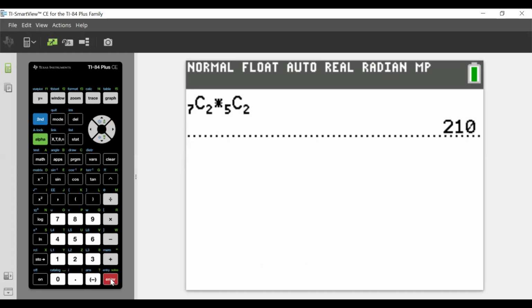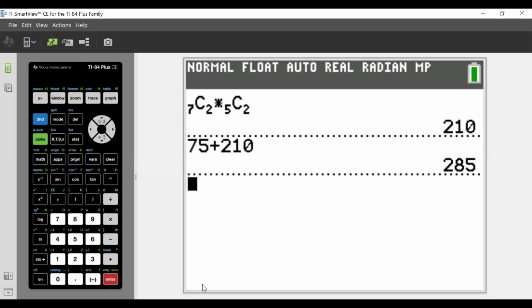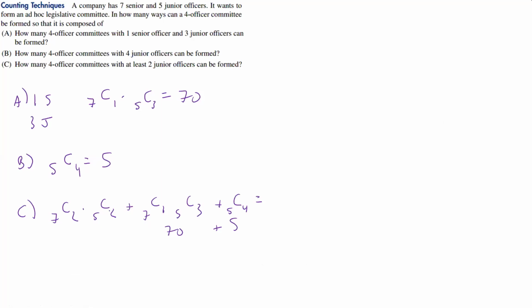So that's 210, and we already said we had 75, so 75 plus the 210 is going to give us 285. All right, so easier said than done. Sometimes you can't type it in right and you don't get the right answer until you finally get it by putting in the times button in between. All right, so let's stop there and we'll come back for one or two more here.